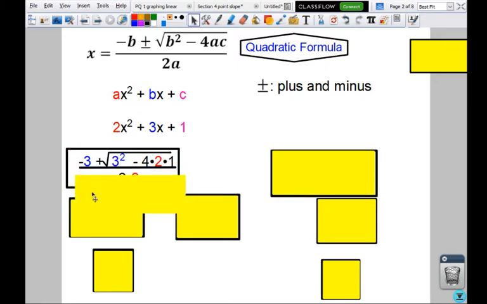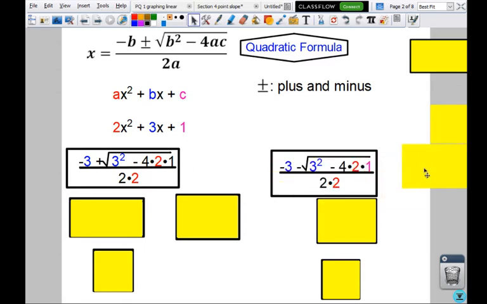So to start with, I'm going to fill this in. Negative b means I'm going to go negative 3. And then the plus minus means I have two parts. It means I have negative 3 plus, and then I'm going to have a negative 3 minus. And then I have square root, and inside that square root I have b squared, which is 3 squared, minus 4 times a is 2, times c is 1. And then the whole thing is divided by 2a, which is 2 times 2. Basically all we're doing is a big PEMDAS problem, a big order of operations type of thing. So we filled in our numbers, and we just need to go through and actually solve for this now.